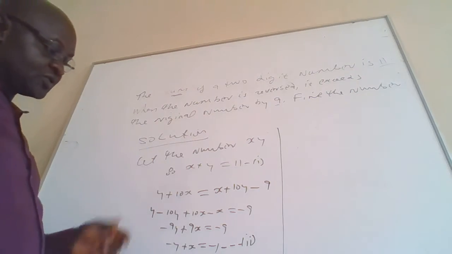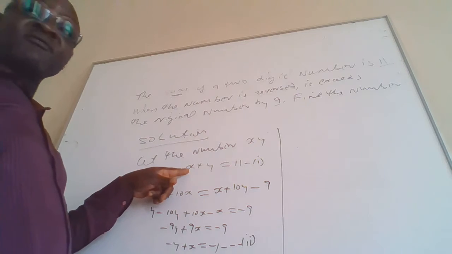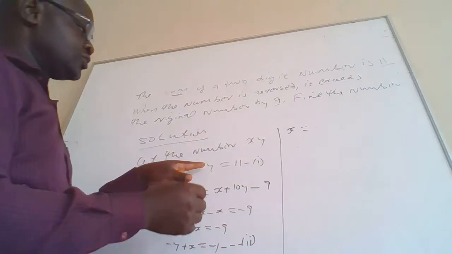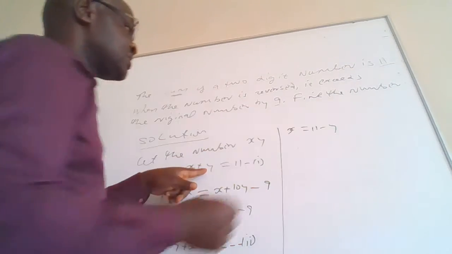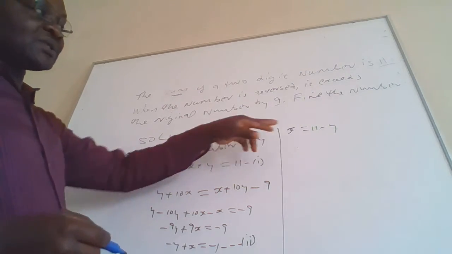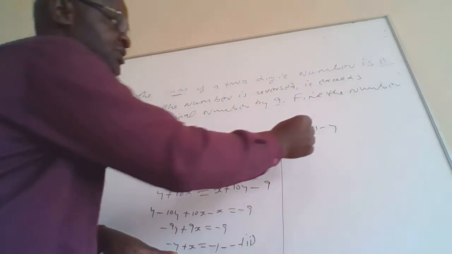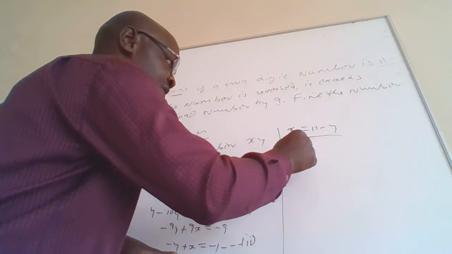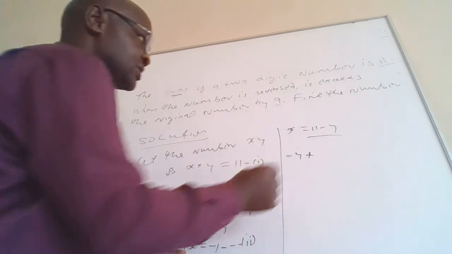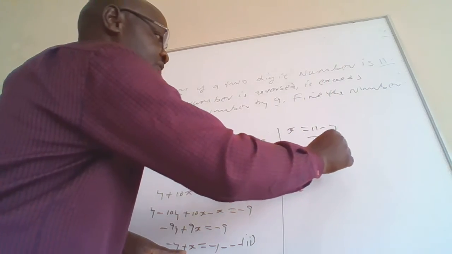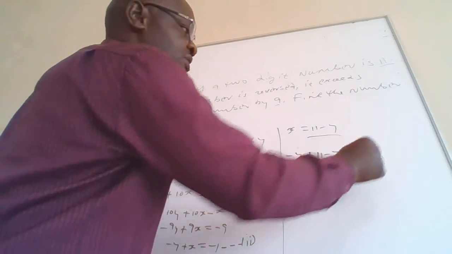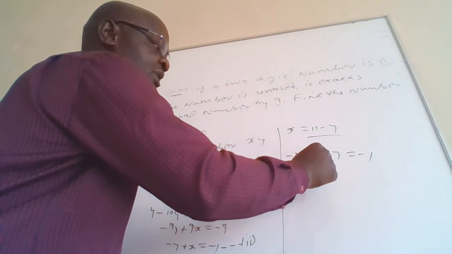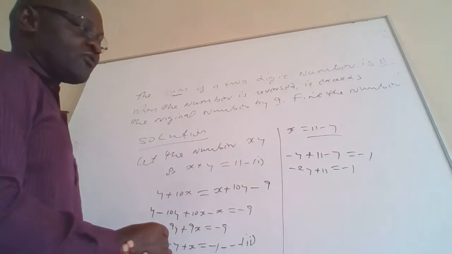So we can solve the two equations together. We can make x the subject in the first equation. x will be equal to 11 minus y. So where there is x in the second equation, we substitute with 11 minus y. So we have minus y, then plus 11 minus y. This equals negative 1. Therefore, we have minus 2y plus 11 equals negative 1.